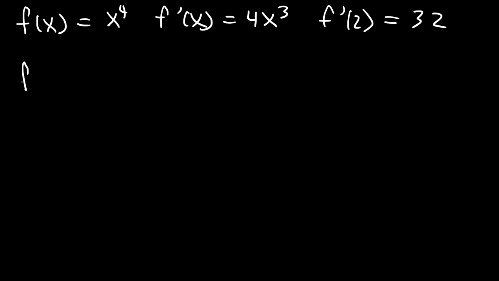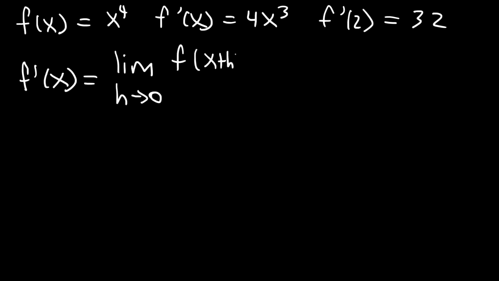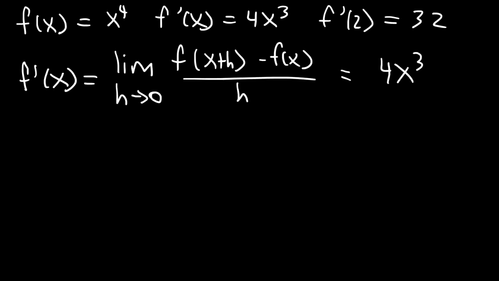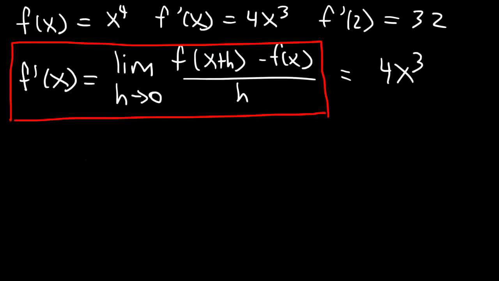Now, this function, or this equation, the definition of the derivative, this will give you a function in terms of x. So this gives you the derivative, which is going to be 4x cubed. So anytime you use this function, you're going to get a derivative in terms of x, or a function in terms of x. Now the alternative form of the derivative will give you a number.